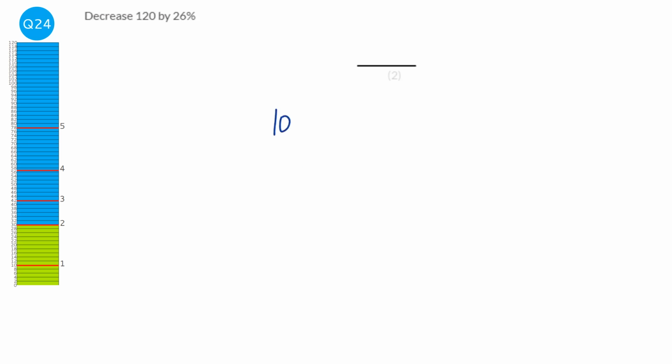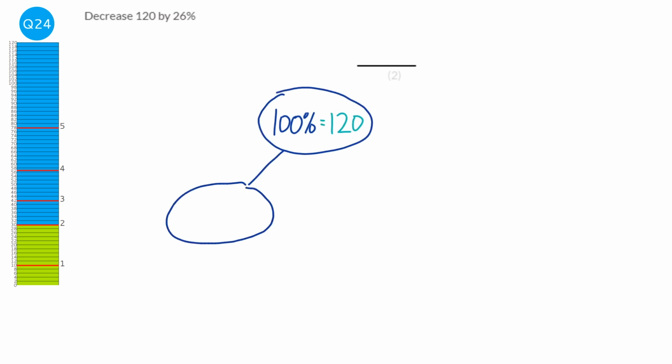So 100% of 120 is 120. And let's put that in a bubble. So we're going to split that bubble up to find out what 10% is. And to find 10%, all we need to do is divide it by 10. So divide 120 by 10, you get 12. And then we want to split that bubble up again into 5%. And 5% is found just by halving it again, so that would be half of 12, which is 6.